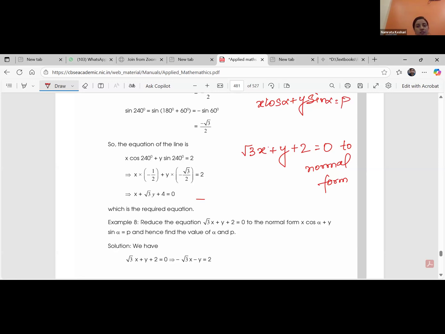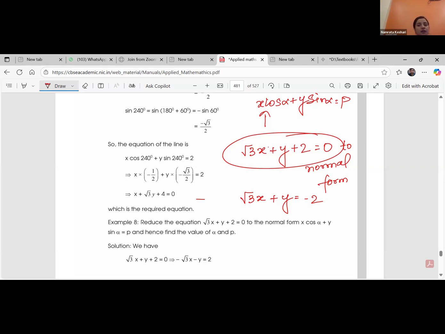This equation we are trying to represent this way. X is there, y is there, cos alpha and sin alpha we have to introduce by ourselves. First, this constant number, p, is nothing but just a value. This 2 we can shift to the other side. So what are we going to have? Root 3x plus y equals minus 2. Making sense why we are shifting the 2 at first?